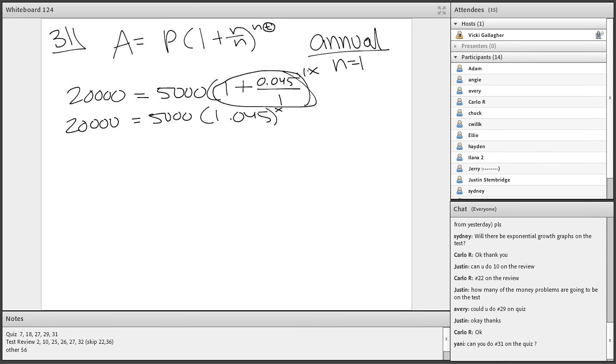Now, one of the most important things that you do not do on this problem is you do not multiply the 5,000 and the 1.045. Since the 1.045 has an exponent on it, you are not allowed to multiply those together. And instead, what we're going to do is move the 5,000 to the other side. It is currently being attached by multiplication, and so to move it to the other side, I'm going to do division.